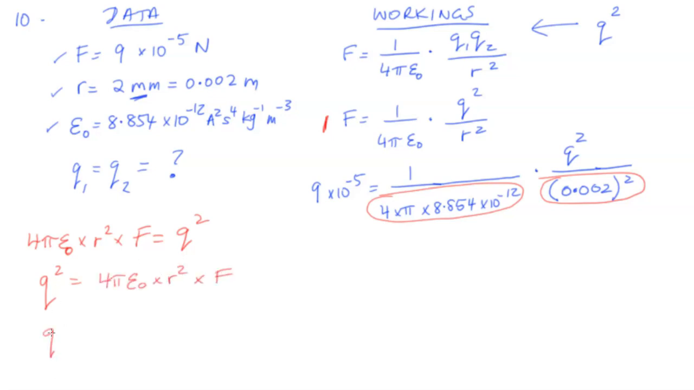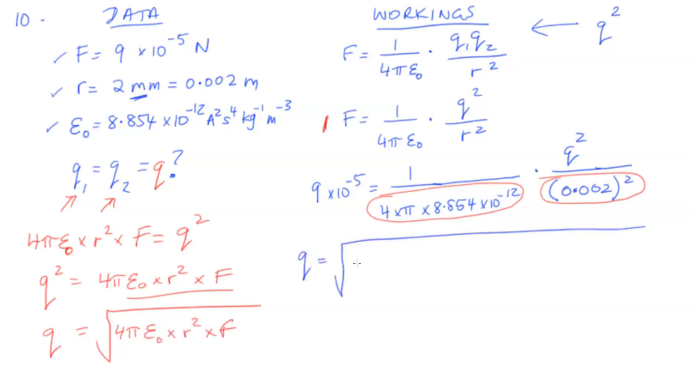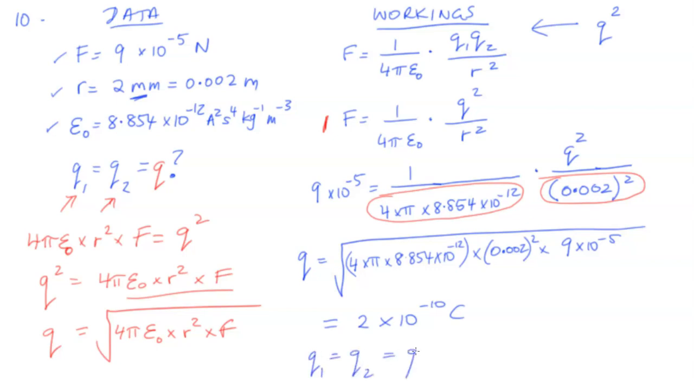And to find Q, Q would be the same for these. So all of these equal Q. So I need to take the square root of this. So I'll do that over here. And that should give me a charge of 2 times 10 to the minus 10 coulombs. So therefore, Q1 equals Q2 equals Q equals 2 times 10 to the minus 10 coulombs. And that's it.